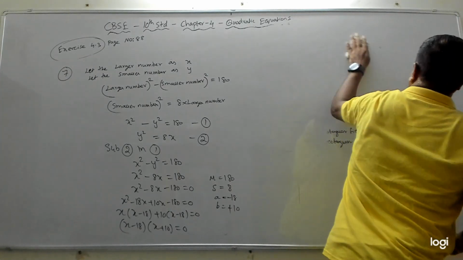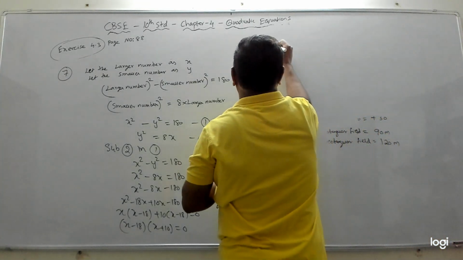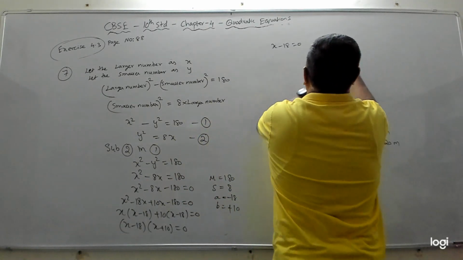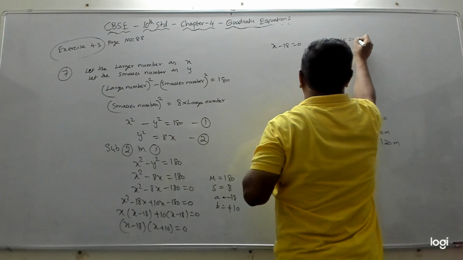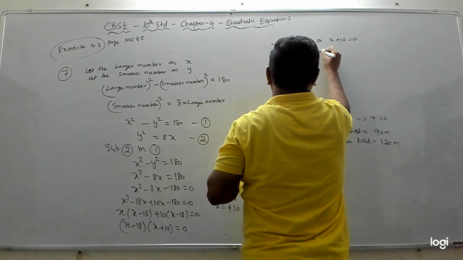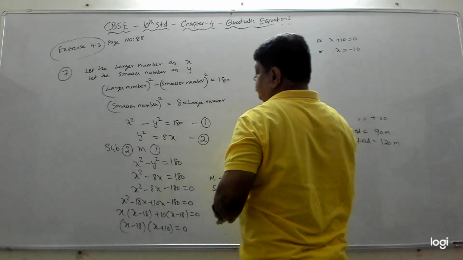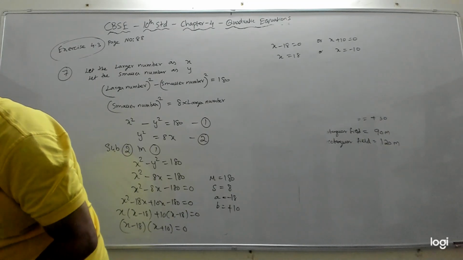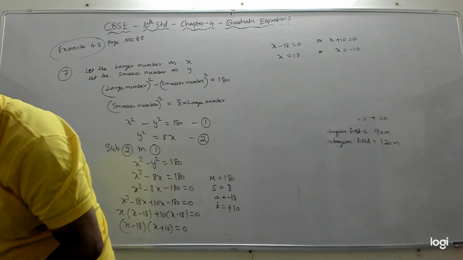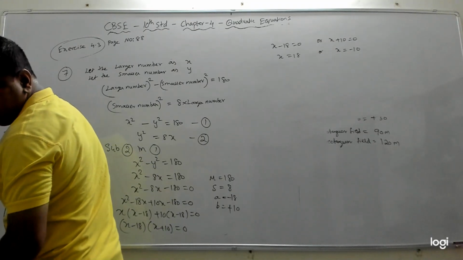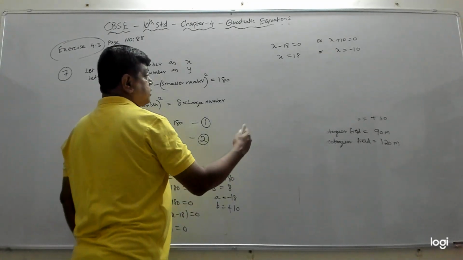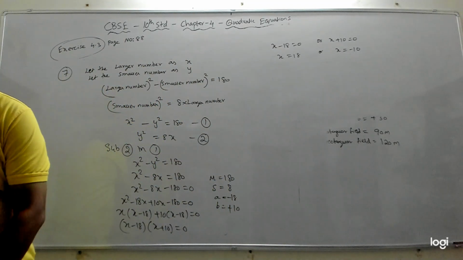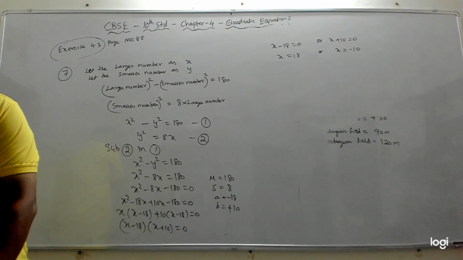So if you solve them, what do we get? We get x minus 18 equal to 0 or x plus 10 equal to 0. Now x is equal to 18 or x is equal to minus 10. Fine. Now we'll have to take both the cases, because here you cannot say x is non-negative and all that.